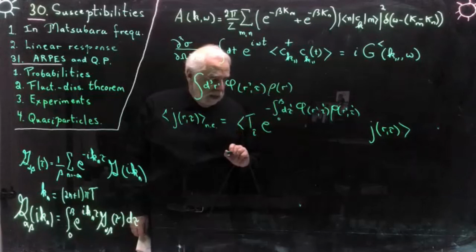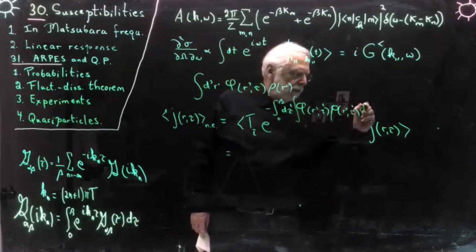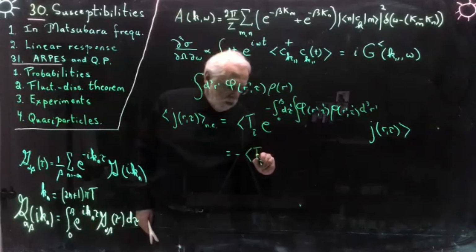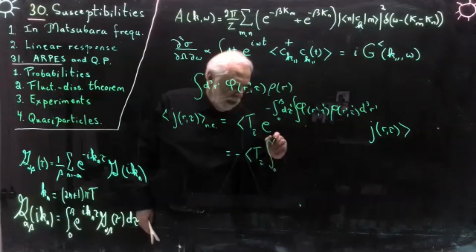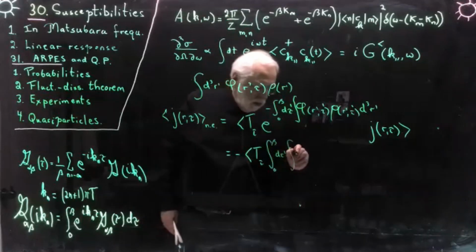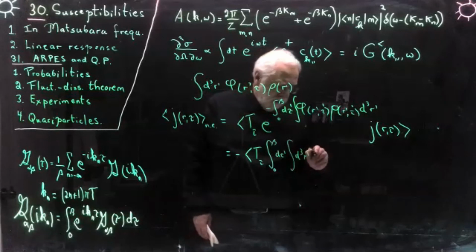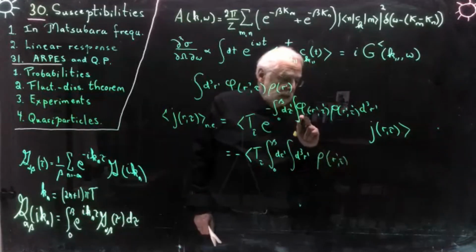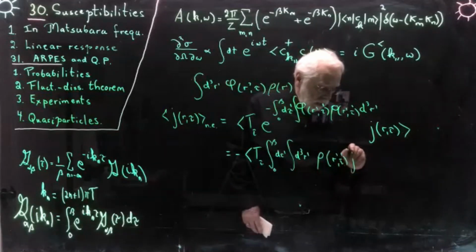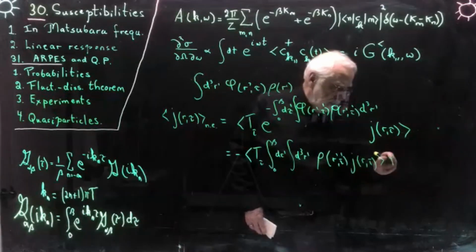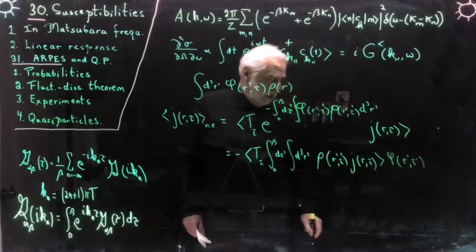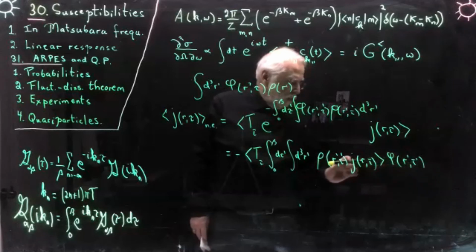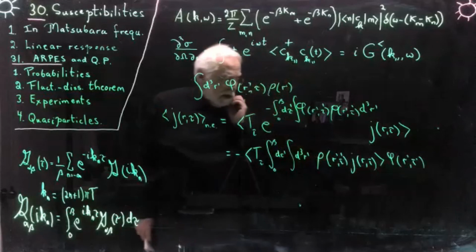Now you see, if I expand this to first order, and I forgot the integral d cubed r prime, what I will get to first order is minus the time-ordered product of the integral from 0 to beta d tau prime integral d cubed r prime of rho of r prime tau, j of r tau times phi of r prime tau prime. Now phi is just some scalar, it commutes with everything. So you see, it's a convolution. This depends on r minus r prime, and this depends on tau minus tau prime. And so it's a convolution with this object, which means that I can write this.